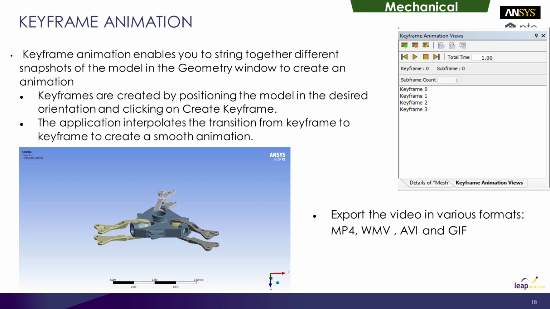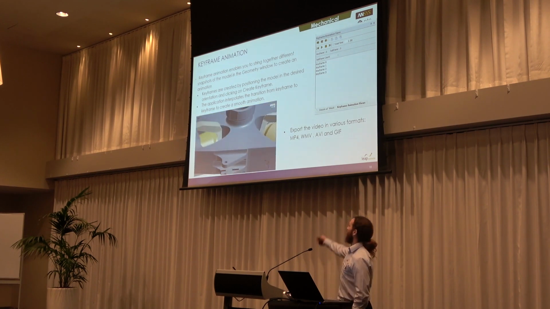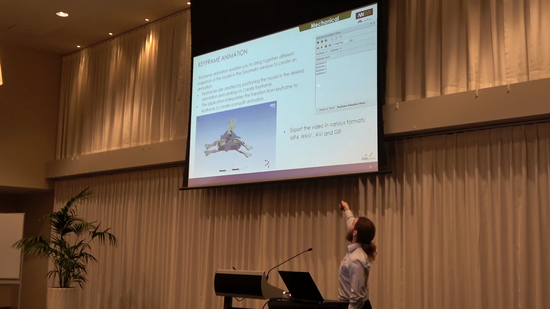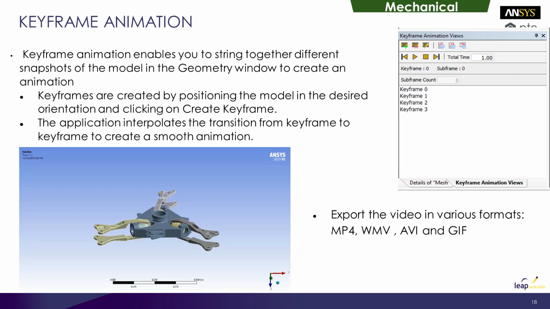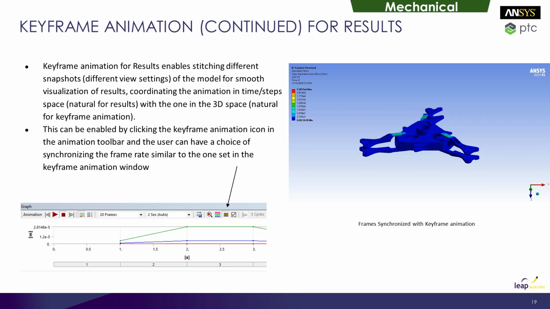Right, keyframe animation. We've always had simple static animations, but now we can do it by keyframes. This animation was generated within Mechanical. Basically what you do is you take a couple of keyframes, so you orient your geometry in the location where you want, generate the keyframe, specify the duration for the animation, specify the number of subframes, and then hit play, and it generates an animation like this. So it's great for creating animations where you're exploring your geometry.